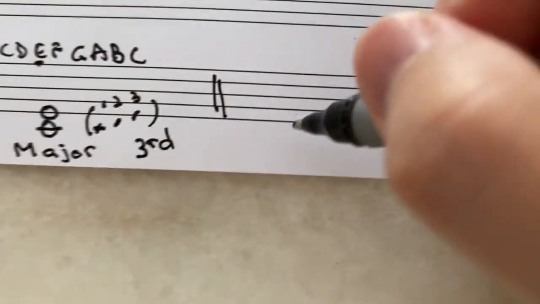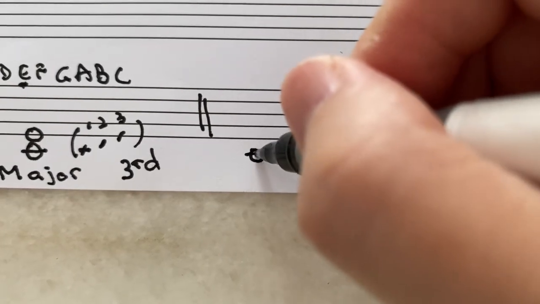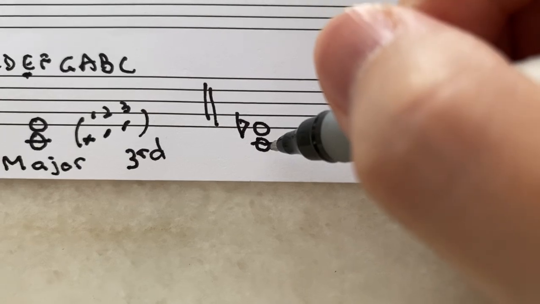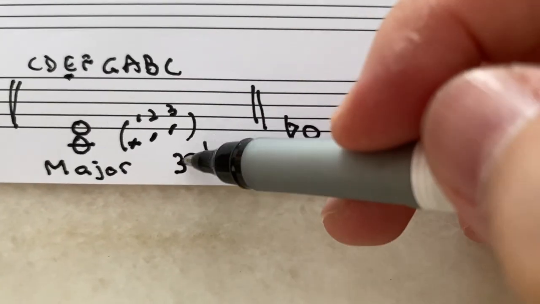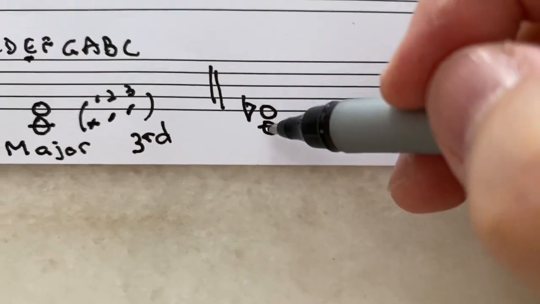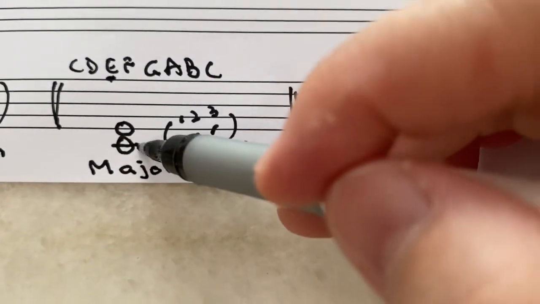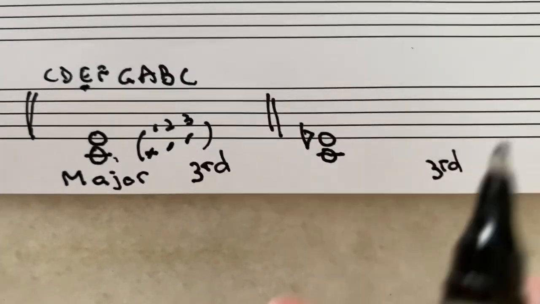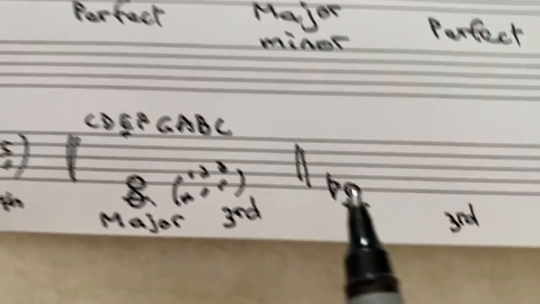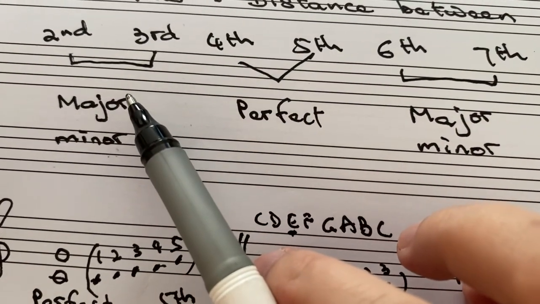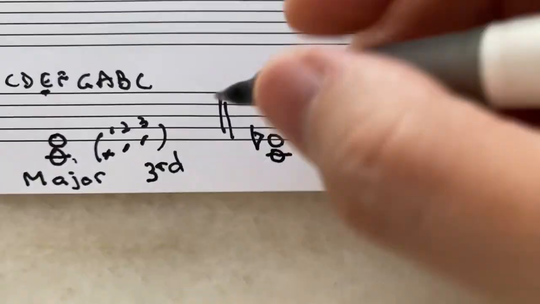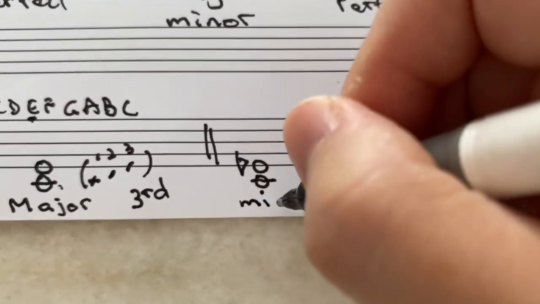However, if I have C to E flat, for example, this is still a third, so I count from C to E, which is the distance of a third. But because C to E is a major third and E is lowered to a flat, it makes the interval smaller. So when a major interval becomes smaller, it becomes a minor interval. So the answer here is a minor third.